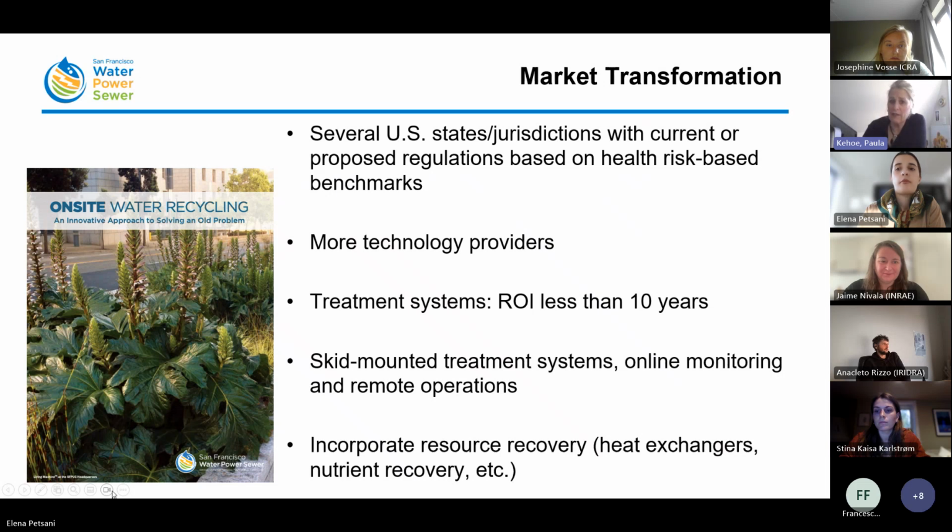We have really seen a market transformation. There are several U.S. states and jurisdictions that have either current or proposed regulations based on our health risk-based framework, in terms of our benchmarks, the LRTs. We're very excited to create this consistency in North America. We have more technology providers on the market. We have more treatment systems that are indicating a return on the investment in less than 10 years. This really comes down to skid-mounted treatment systems, online monitoring, and remote operations. And we're finally seeing some that are incorporating other types of resource recovery, such as heat exchange and nutrient recovery. Next.